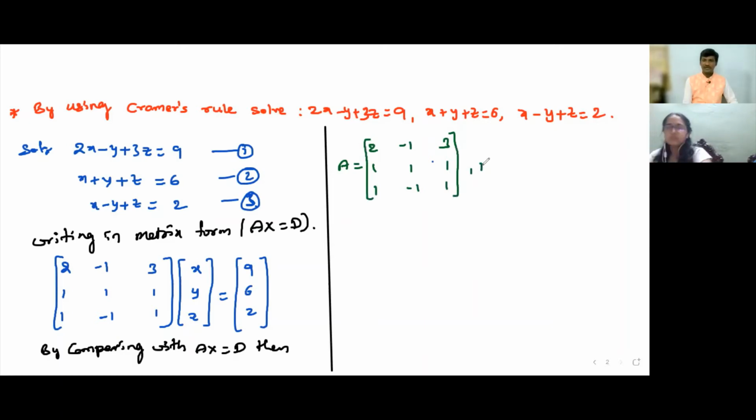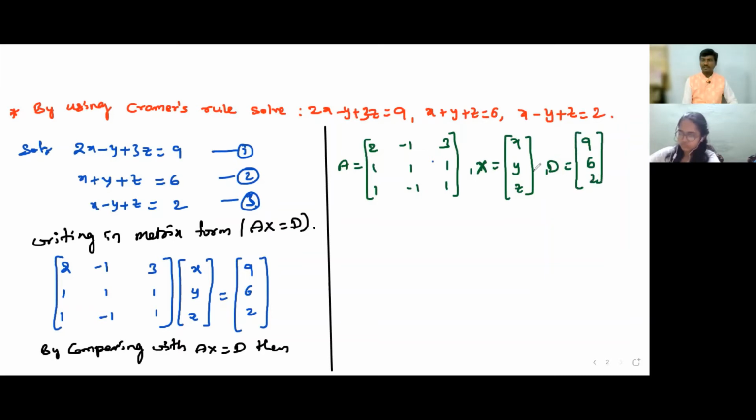And what about the X matrix? Capital X is X, Y, Z. It is a variable matrix, and D is a constant matrix. That is 9, 6, 2. 9, 6, 2 is the constant matrix. After that I am finding the delta. Delta is nothing but determinant of A.